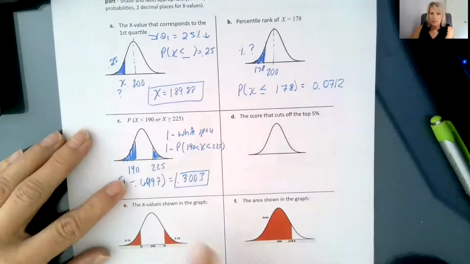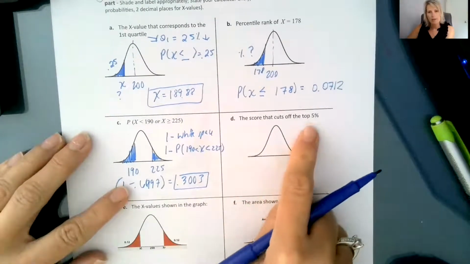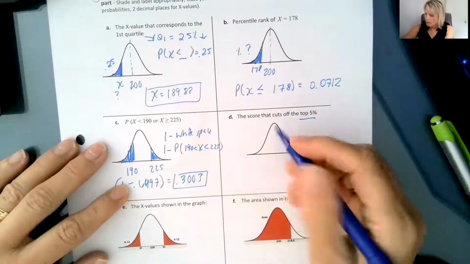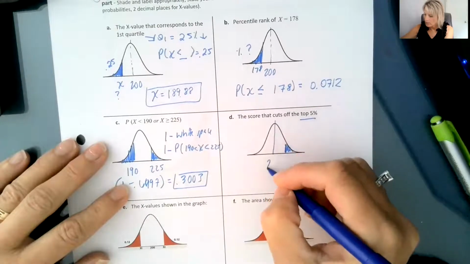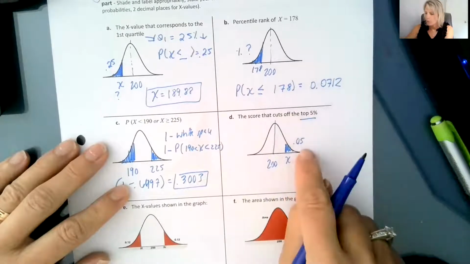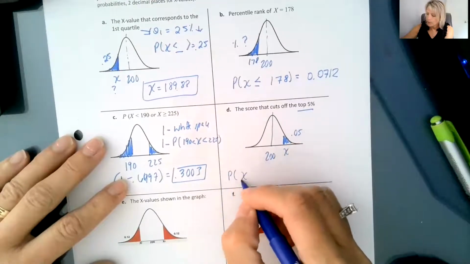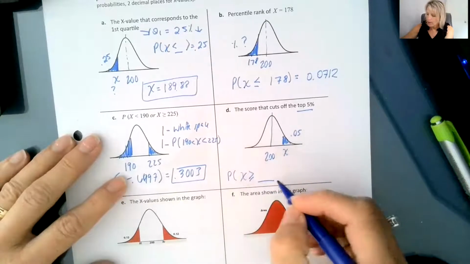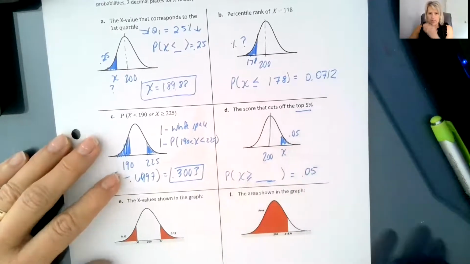So that's what that looks like. So letter D says the score that cuts off the top 5%. So top 5% means we're on the right-hand side. We want a score, so there's our 200. We want the score X where there's only 0.05 to the right, the top 5%. So the probability that X is greater than some X value is equal to 0.05. That's what we're looking for.